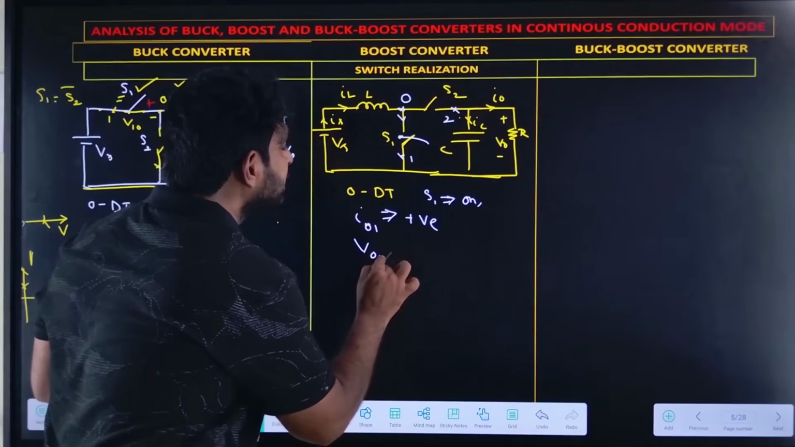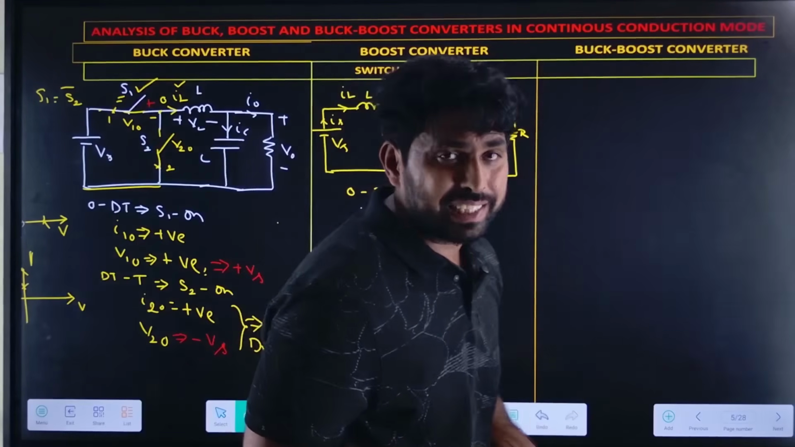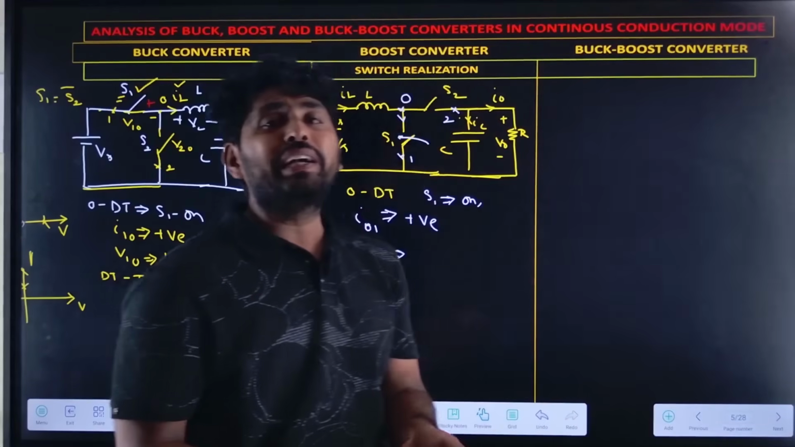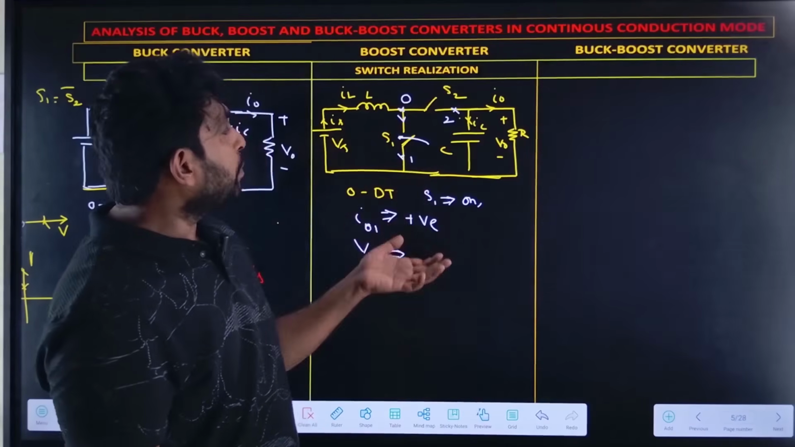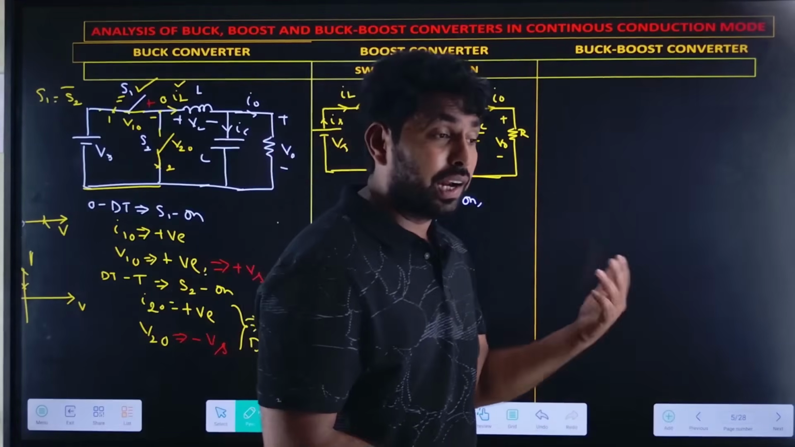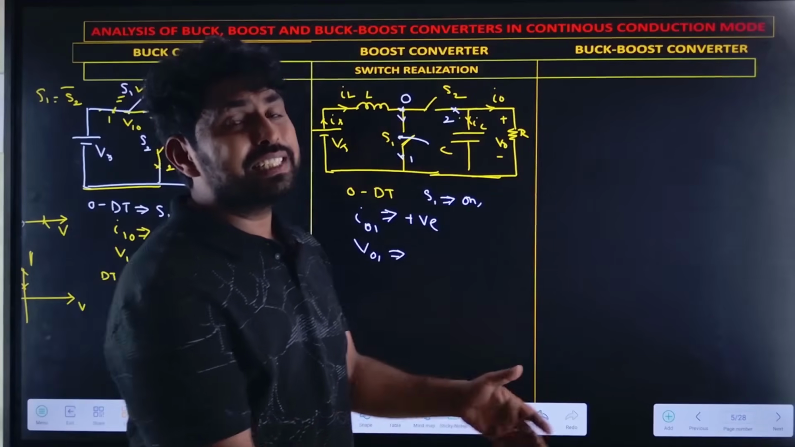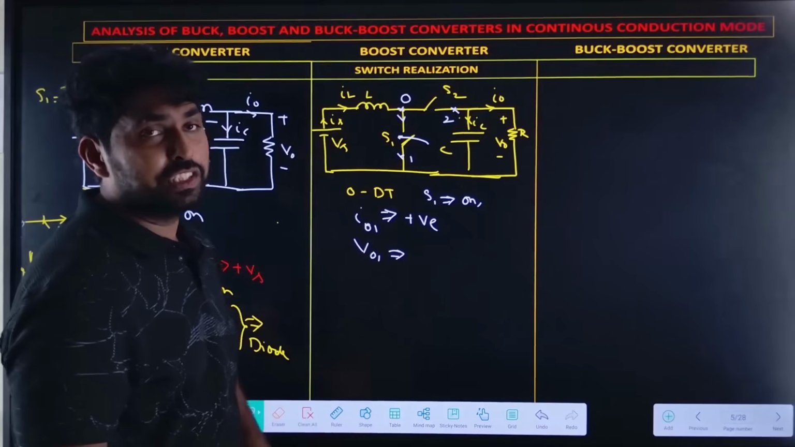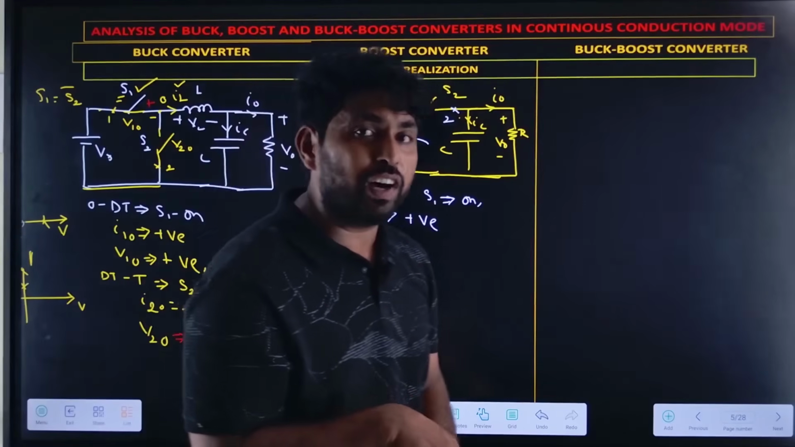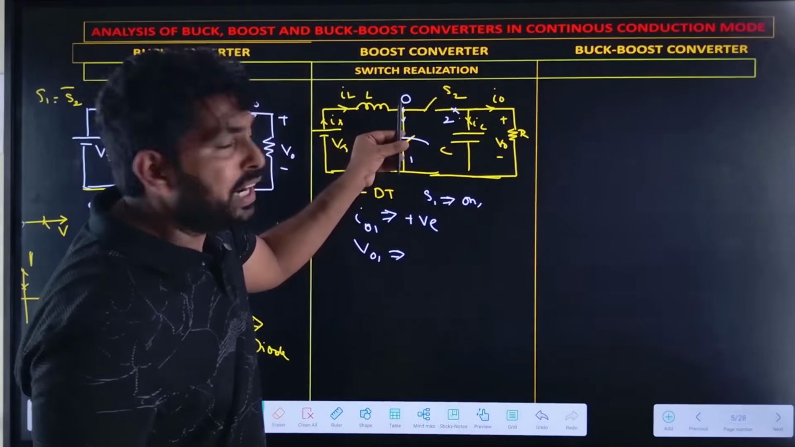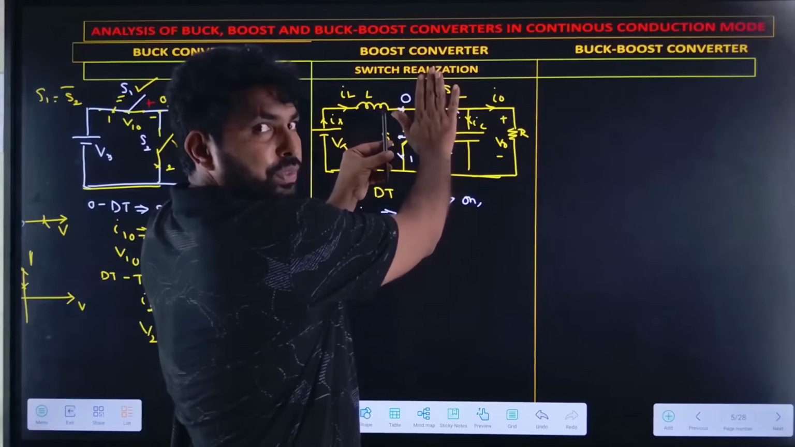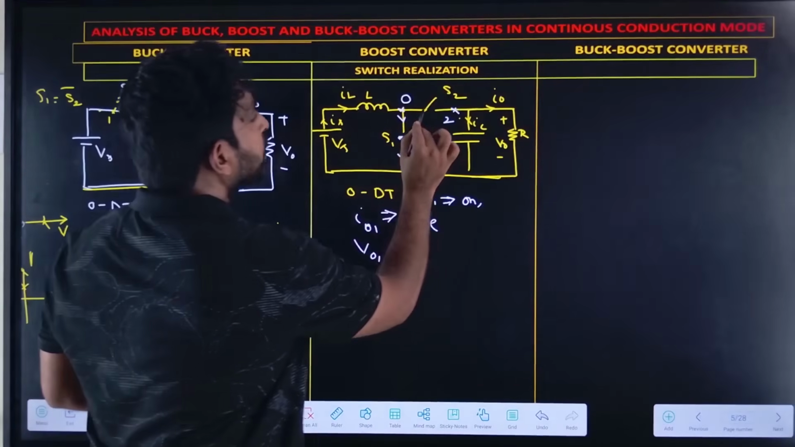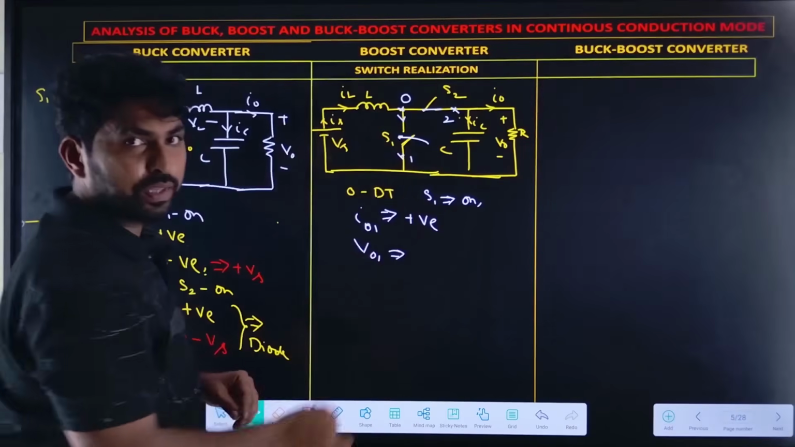How can we find the V01? V01 is nothing but the voltage rating of the switch, the capability at which the switch can withstand, or how much voltage it can withstand. So we can find that from the V01. To find the V01, what do we have to do? We need to close the switch S2. Now let me close the switch S2.